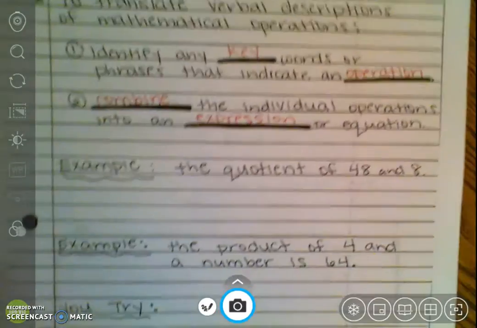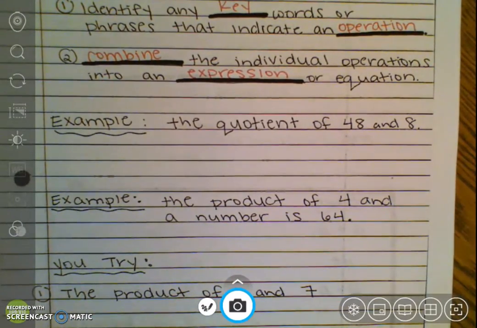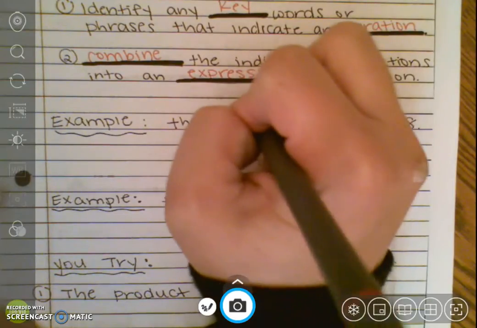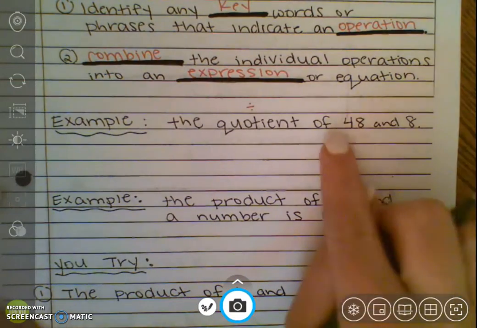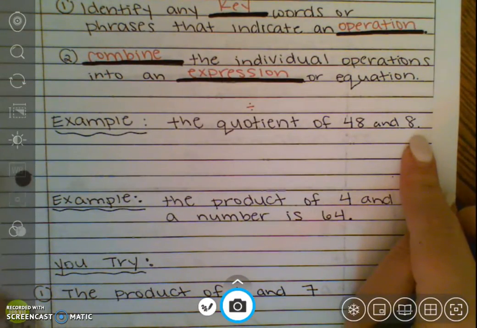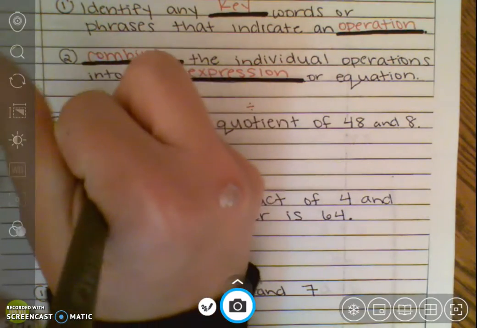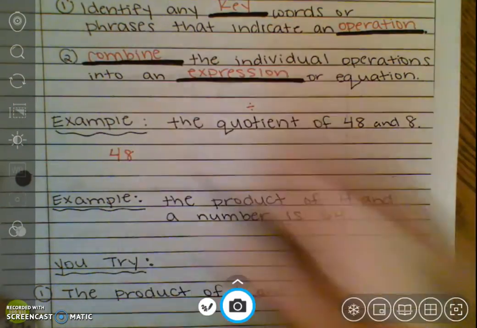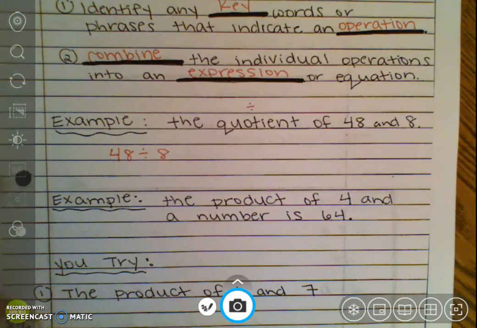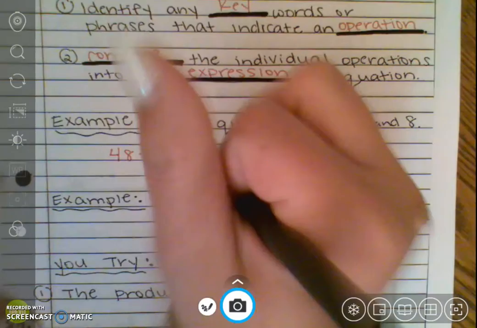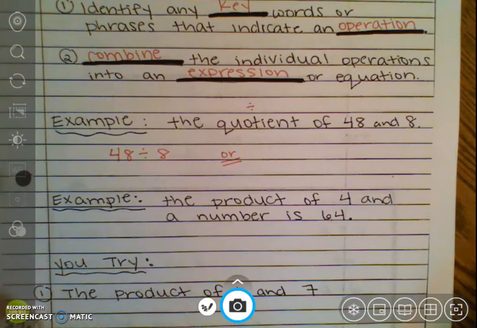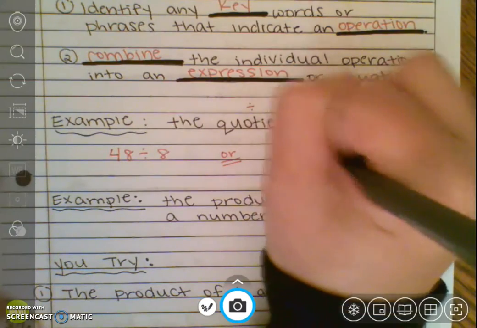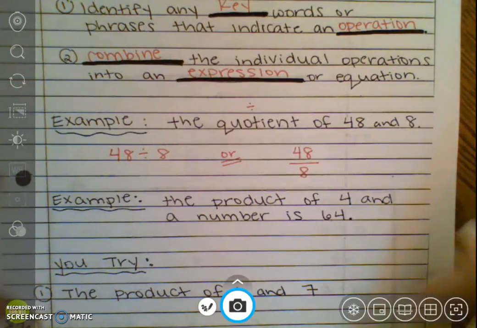So next we're going to do some examples. It says the quotient of 48 and 8. Remember, quotient means division, and then you go in the same order we have here. So you can write it as 48 divided by 8, or you can write it as 48 over 8, because remember, this bar right here means division.